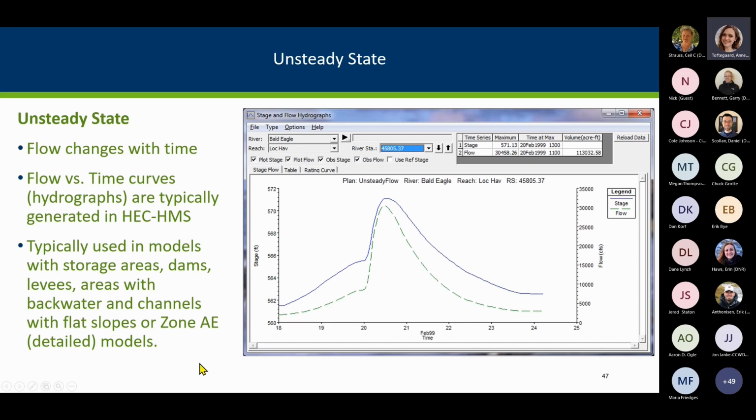These hydrographs are typically generated in HEC-RAS if you don't use a river gauge. And usually you'll see unsteady state modeling in areas with storage areas, with dams, levees, areas with complicated backwater, or in detailed study areas, which are Zone AE areas.